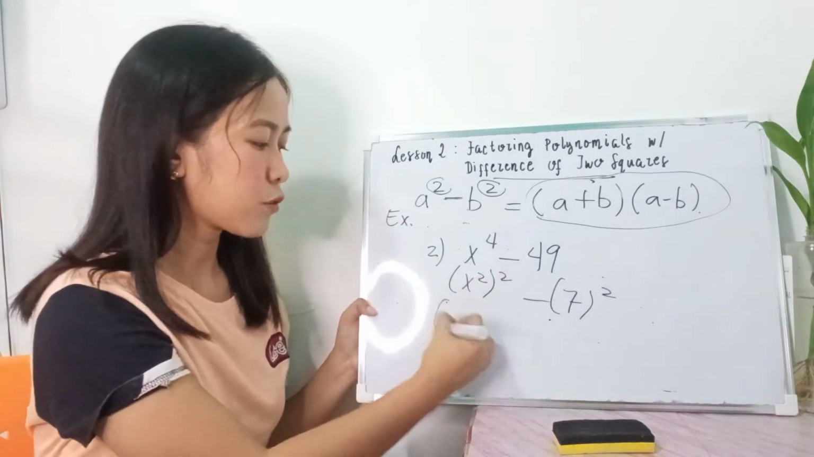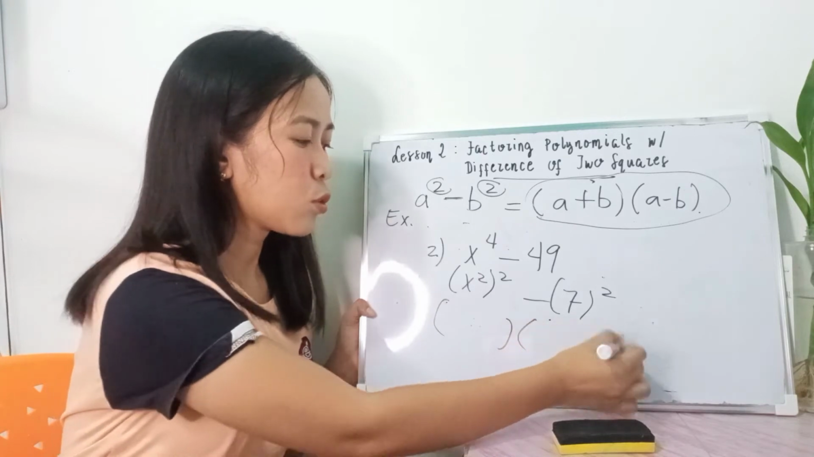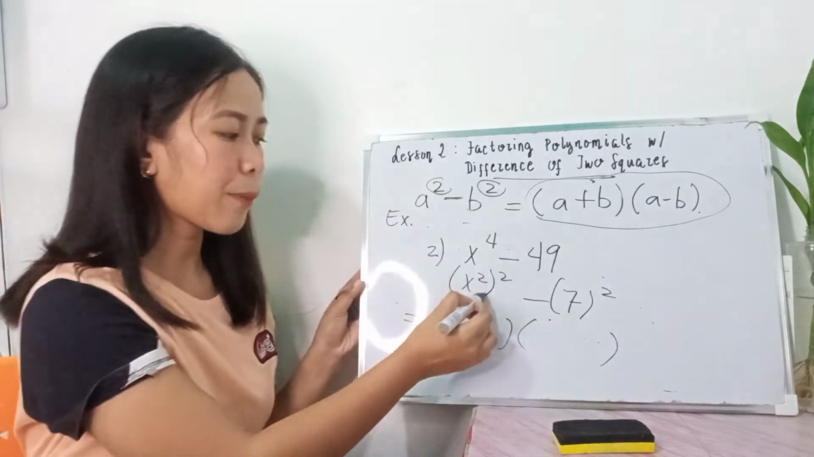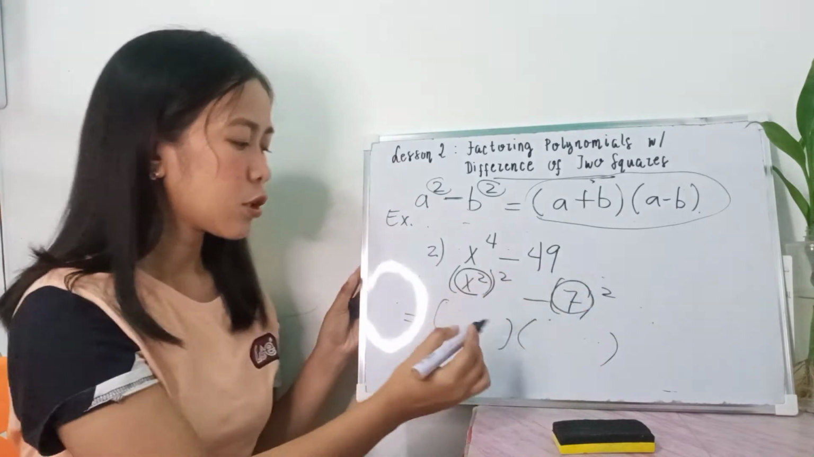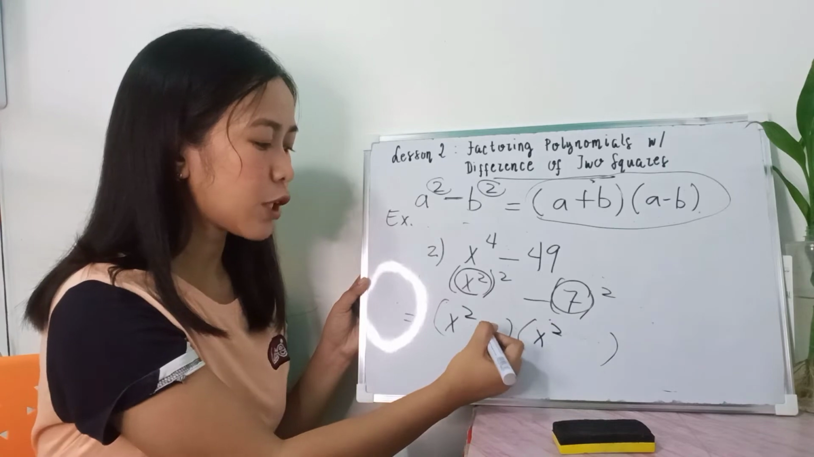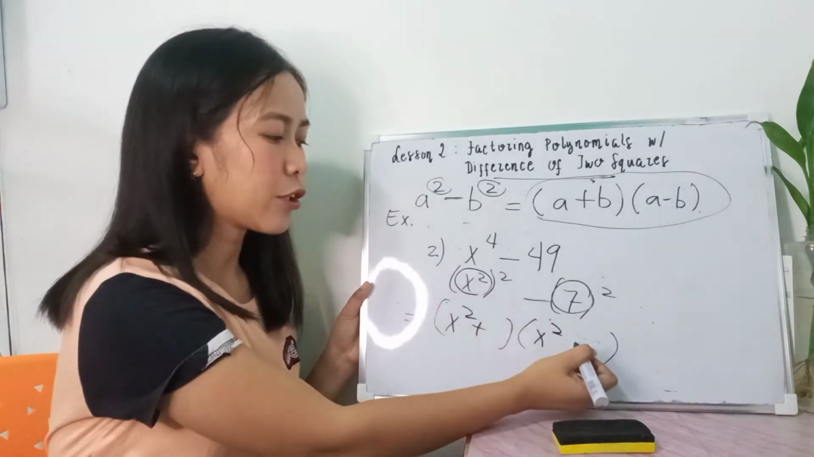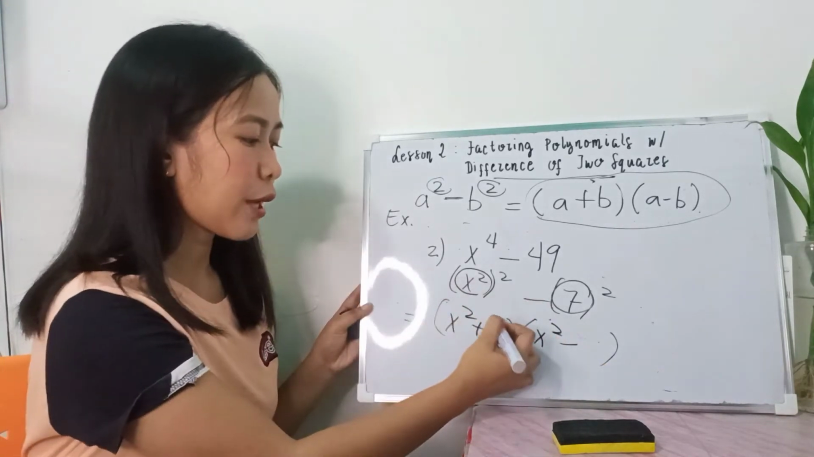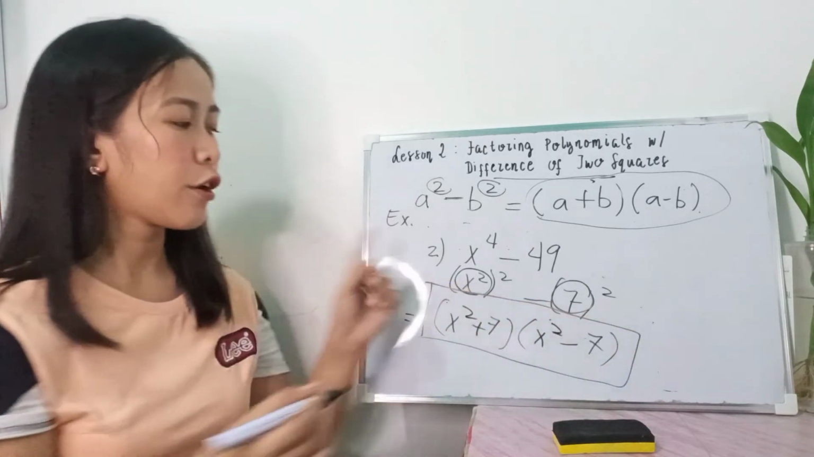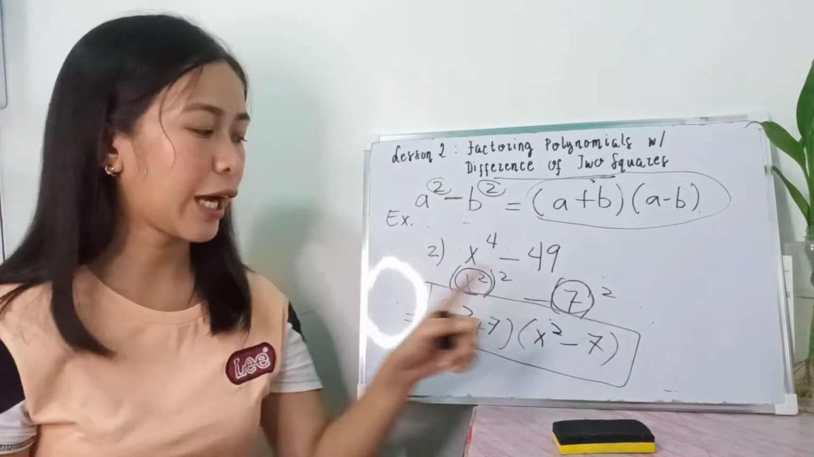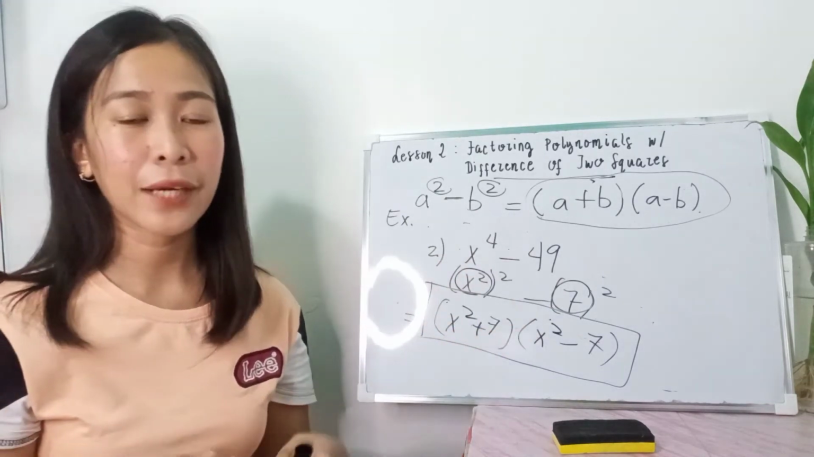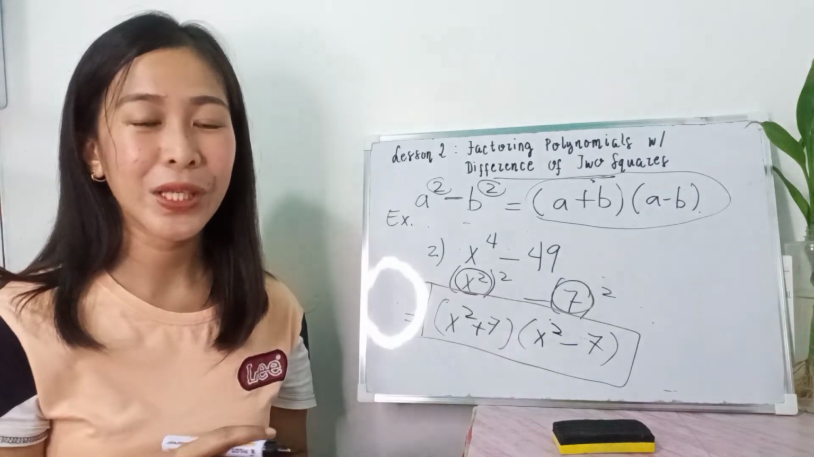Okay? So, we have to put two parentheses, open and close. And then, ilagay nyo lang itong nasa parentheses na nakuha natin. So, we have x squared. Of course, huwag nyo kalimutan, plus and minus. And that is 7. Therefore, the factor of x raised to 4 minus 49 is x squared plus 7 and x squared minus 7. As simple as that.